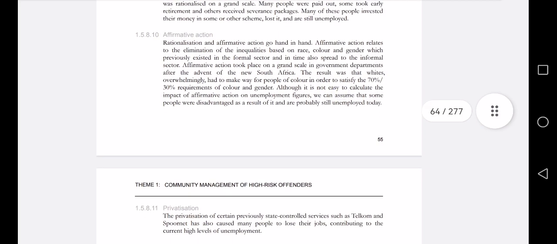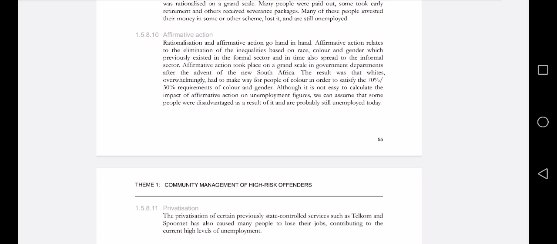Affirmative action. Rationalization and affirmative action go hand in hand. Affirmative action relates to the elimination of the inequalities based on race, color, and gender, which previously existed in the formal sector and in time also spread to the informal sector. Affirmative action took place on a grand scale in government departments after the advent of the new South Africa. The result was that whites overwhelmingly had to make way for people of color in order to satisfy the 70-30% requirement of color and gender.